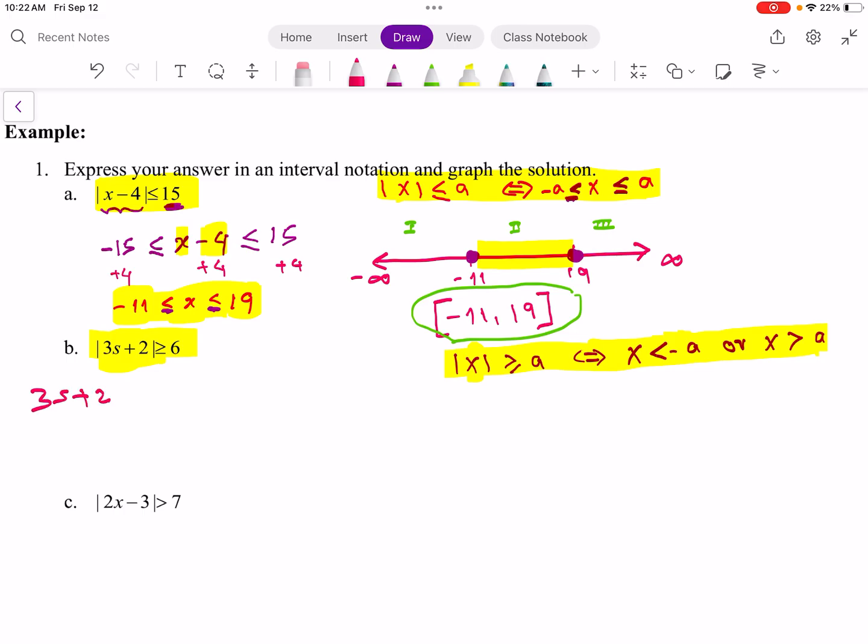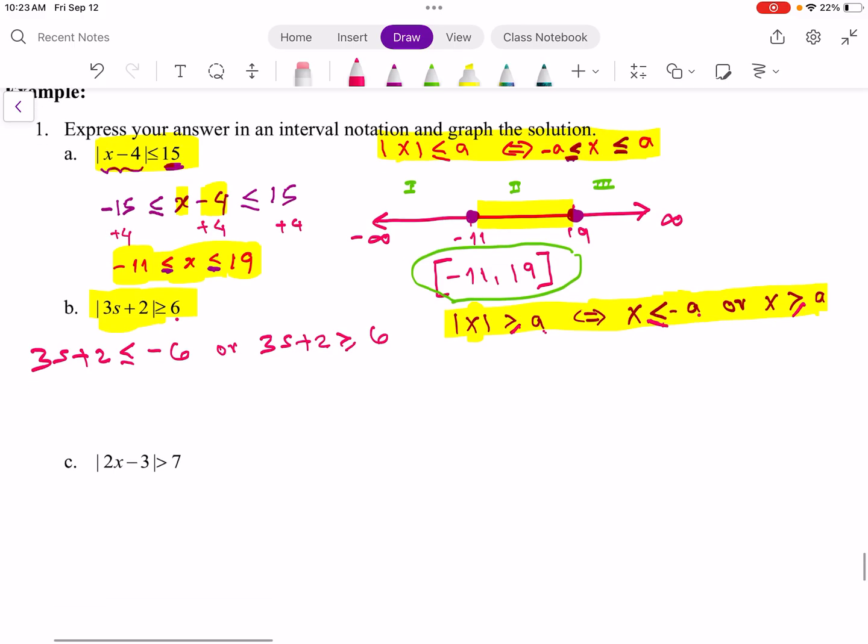Since we have equals to, do not forget the equals to here. Write down whatever is inside the absolute value sign, 3s plus 2, then less than or equal to negative of a. Our a is 6, so negative 6, or, do not forget or, then 3s plus 2 greater than or equal to positive 6. This is how we can rewrite it.